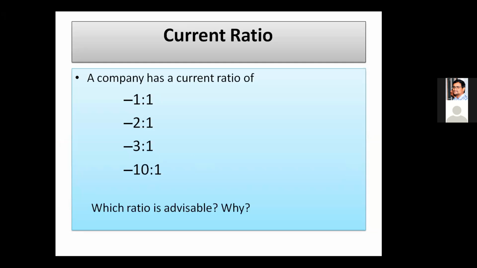Yes please. Over to you, participants. Which ratio among these four is the best ratio in terms of liquidity, and why do you think that ratio is the best?